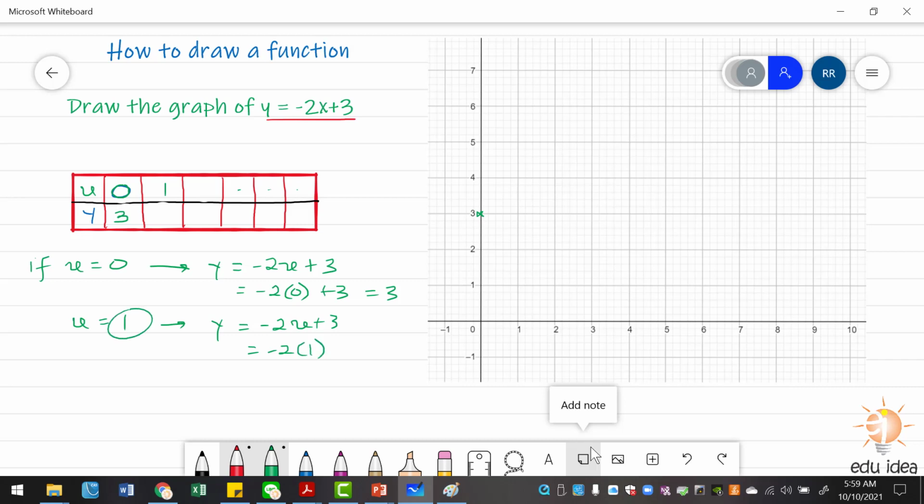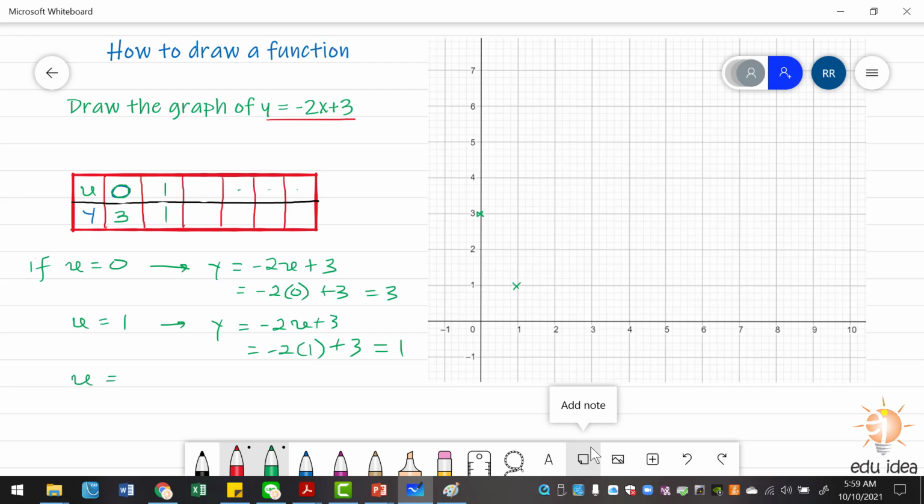Again, this one comes from here, and that plus 3. Minus 2 times 1 is minus 2. Minus 2 plus 3 is equal to 1. So it's about here. So this point here, plot it onto the graph, and we will get 1 comma 1. It's about here. Actually I don't need to put any numbers, but let's do one more.